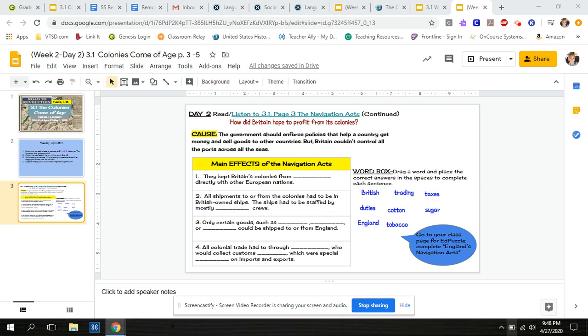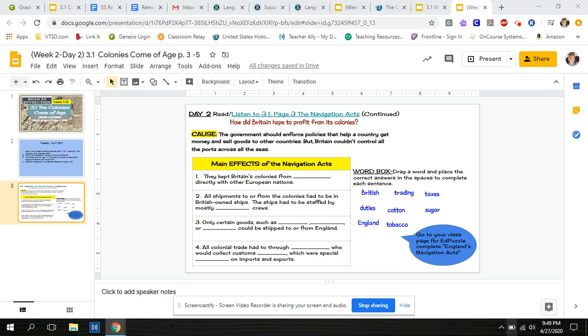If you look at the box that's highlighted in yellow at the top, the main effects of Navigation Acts, there were 4 effects that you can see below. In the word box on the right, we're going to drag those words into the empty spaces to fill in the information. So let's do number 1 together.